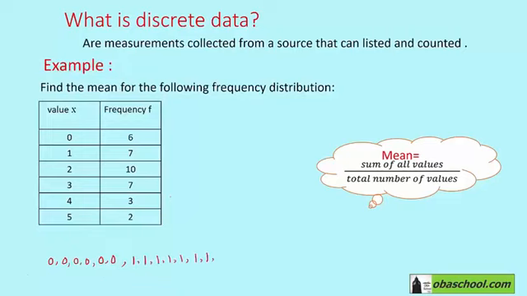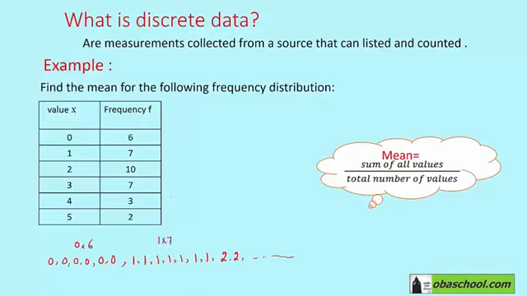And you have the value 1, its frequency is 7. So 1 is repeated 7 times, as if you're saying the number 1 seven times. And you have 2 that is repeated 10 times, 3 that is repeated 7 times, and so on. But this obviously takes so long. So what you can do is multiply the value by the frequency.